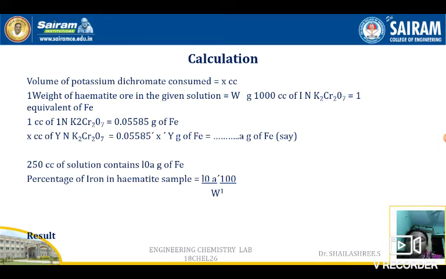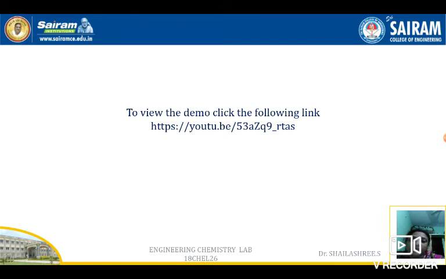You have to calculate using 0.005585 into Y, that is the normality of the potassium dichromate, into the burette reading. You will get the value in grams, that is A. Lastly, the percentage of iron present in the hematite ore solution is equal to 10A into 100 by W dash. W dash is the weight of the hematite that will be given to you in your exams. So you will find the amount of iron present in the given hematite ore solution per liter.